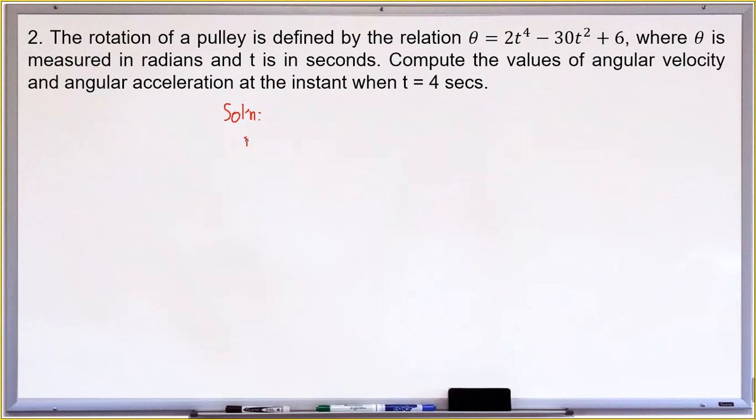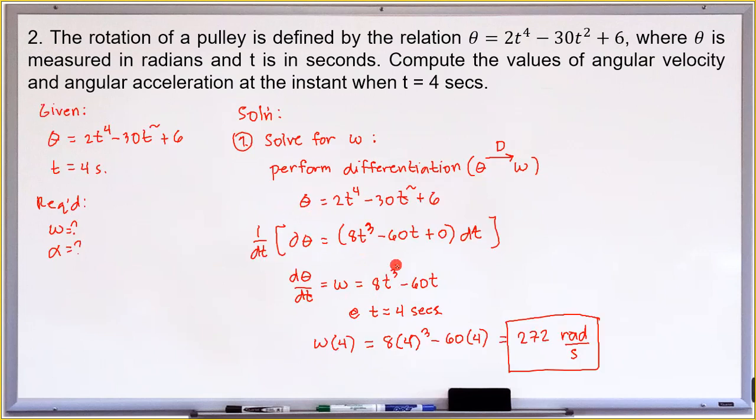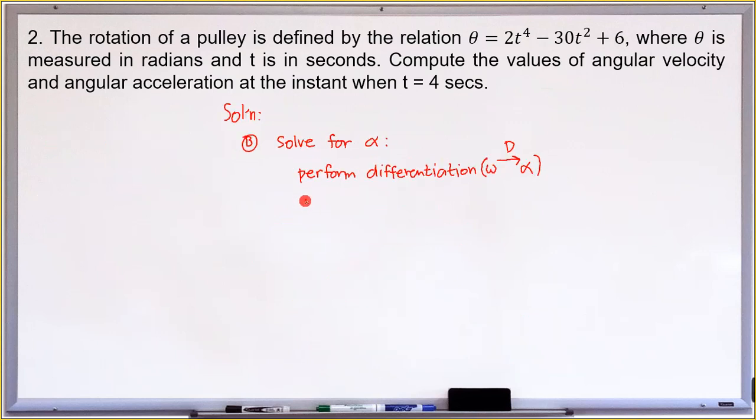So solution, letter B, solving for the angular acceleration. We are going to perform differentiation again. The alpha is on the right side, and we already have the equation for the angular velocity. So from left to right, perform differentiation. From the previous slide, we are given this function of the angular velocity, w of t equals 8t cubed minus 60t. Now, differentiate both sides.